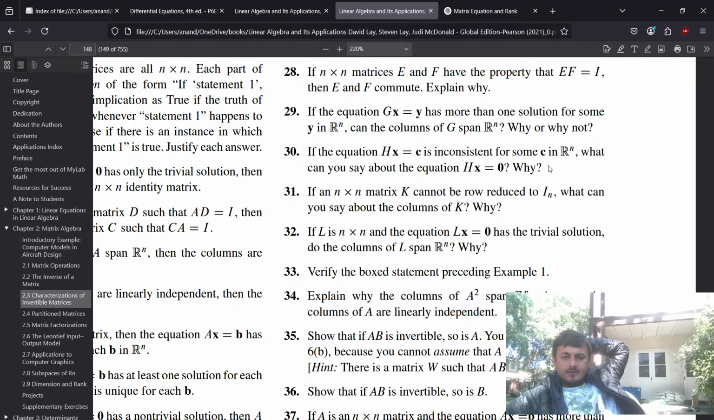Wow, these are boring, man. 30. Hx equals c is inconsistent. Ooh, this one's good. I think it's still possible that, I'm pretty sure it's still possible that it doesn't span the codomain, but it still has non-trivial zeros.